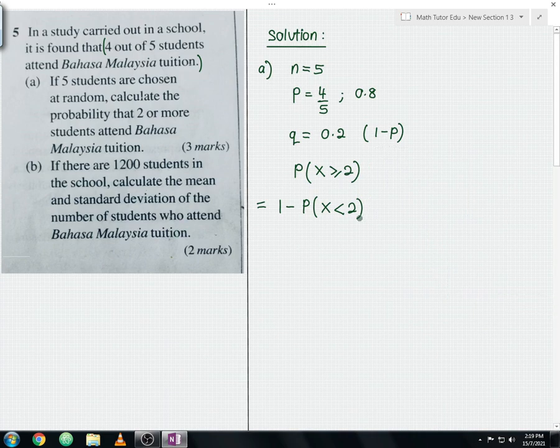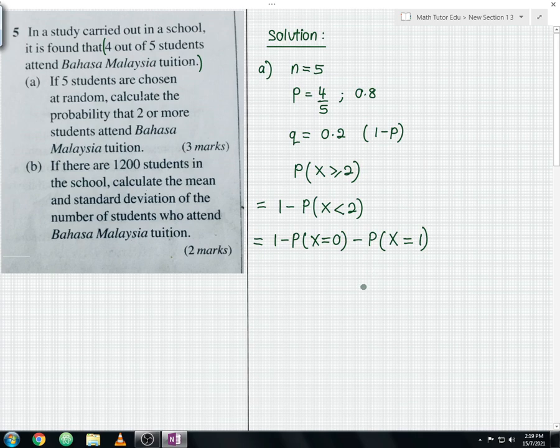Okay, so from here we're going to use the binomial formula. But before that, we break down this probability, in a bracket, x less than 2. So from here you can have 1 minus probability x equals to 0 minus the probability x equals to 1, close bracket. Okay, so from here let us proceed to our calculation.